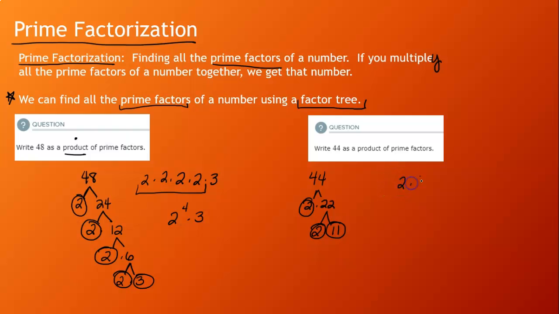We can write this either as 2 times 2 times 11, or we can write the 2 with an exponent, 2 squared times 11. If I were to multiply 2 times 2 is 4, times 2 is 8, times 2 is 16, times 3, I would get 48. If I multiply 2 times 2 is 4 times 11, I would get 44. They multiply together to find the number.